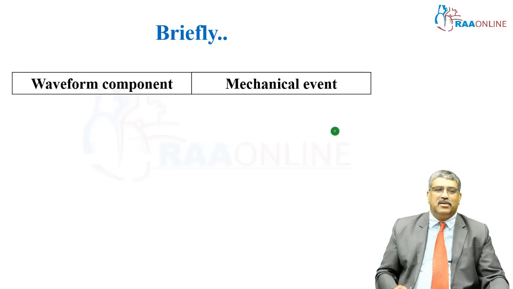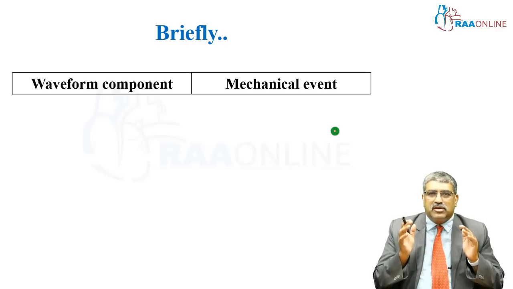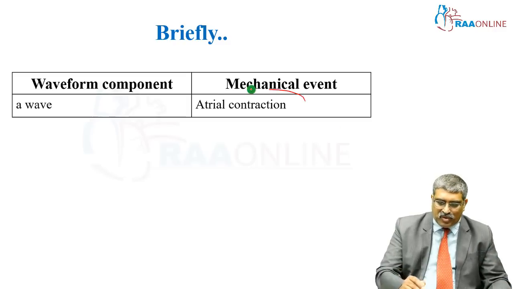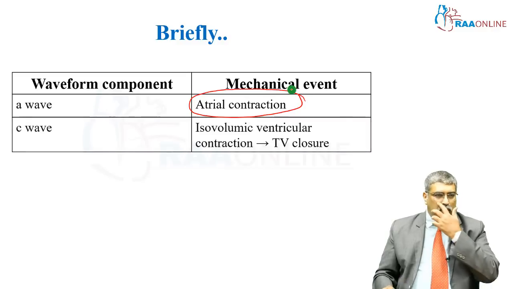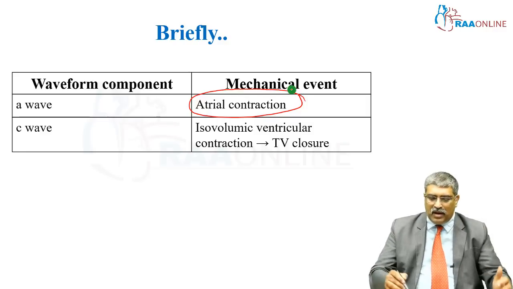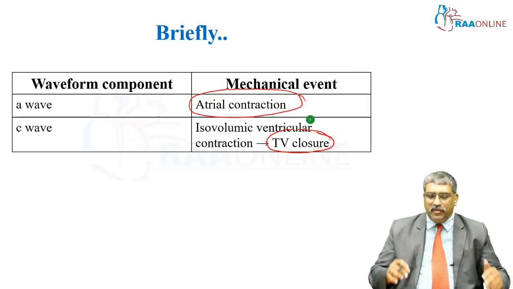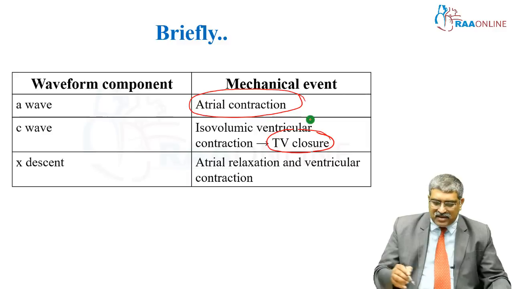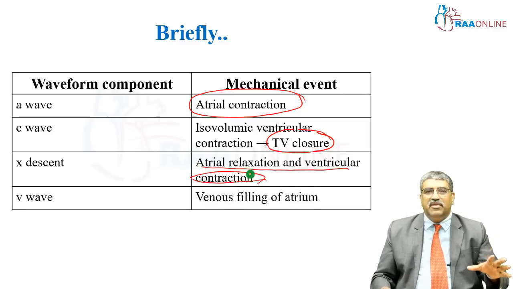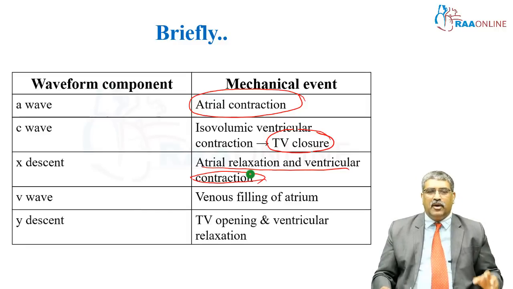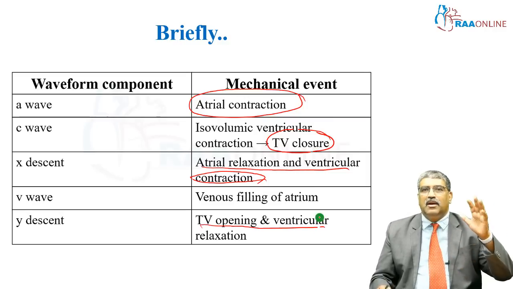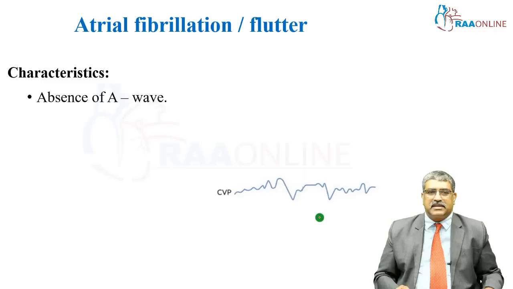and tricuspid stenosis. So, briefly to summarize the various waves seen in CVP, the A wave is due to atrial contraction. Your C wave is isovolumic ventricular contraction, which reflects on the tricuspid valve and presents as a positive C wave. The X descent is atrial relaxation and ventricular contraction. V wave is venous filling of the atrium, and Y descent is tricuspid valve opening and the blood from the atrium goes into the ventricle, but the ventricle is still relaxed.